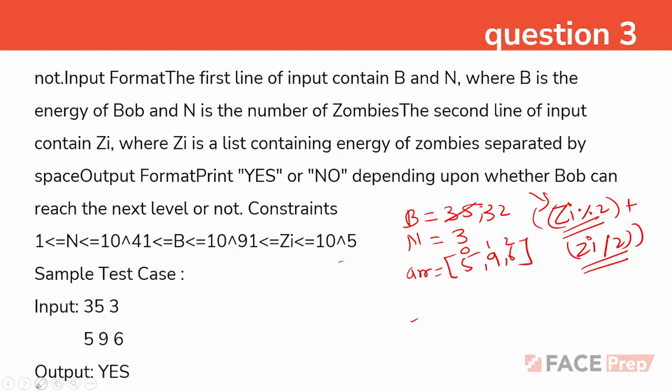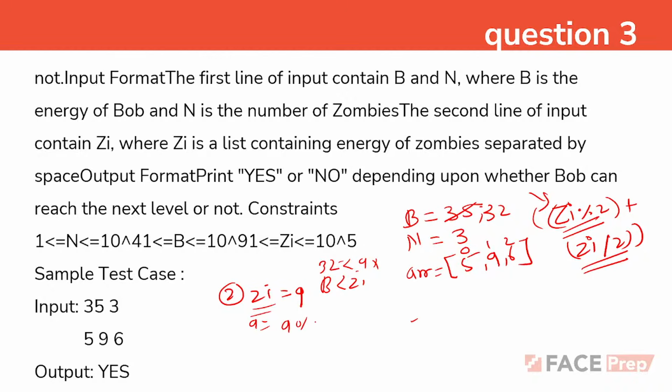Now let's go to the second iteration, where Zi equals 9, right? First of all, find out the A over here. Okay, before that we will check the condition: B is lesser than Zi. Is 32 lesser than 9? No, right? So that means we can easily defend this zombie.